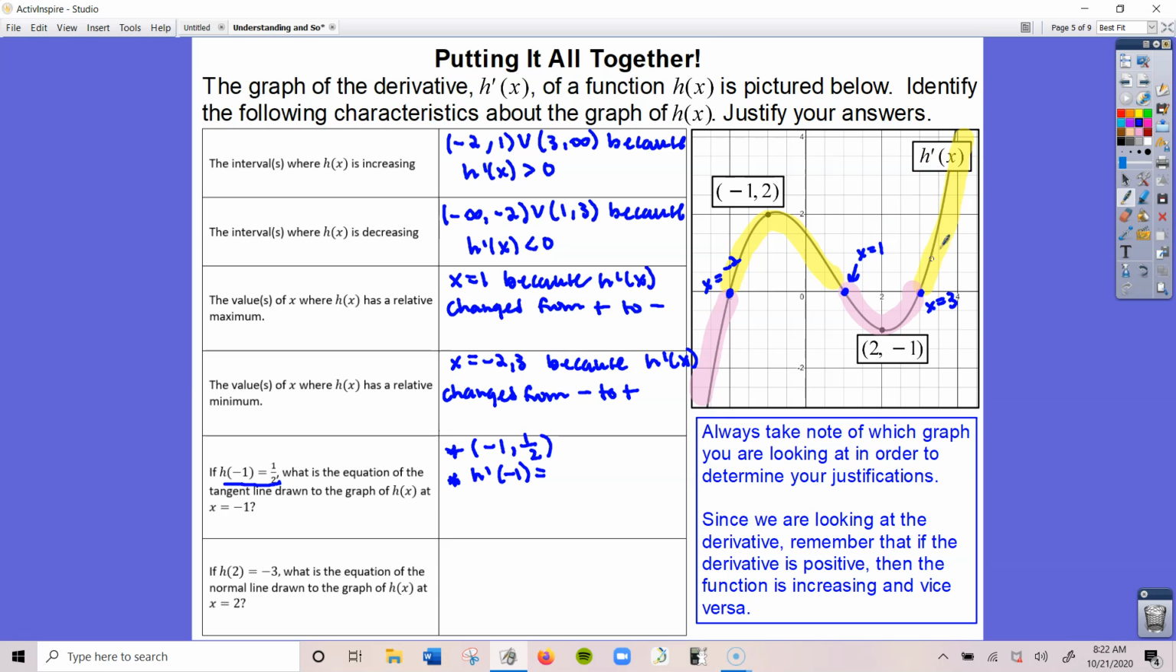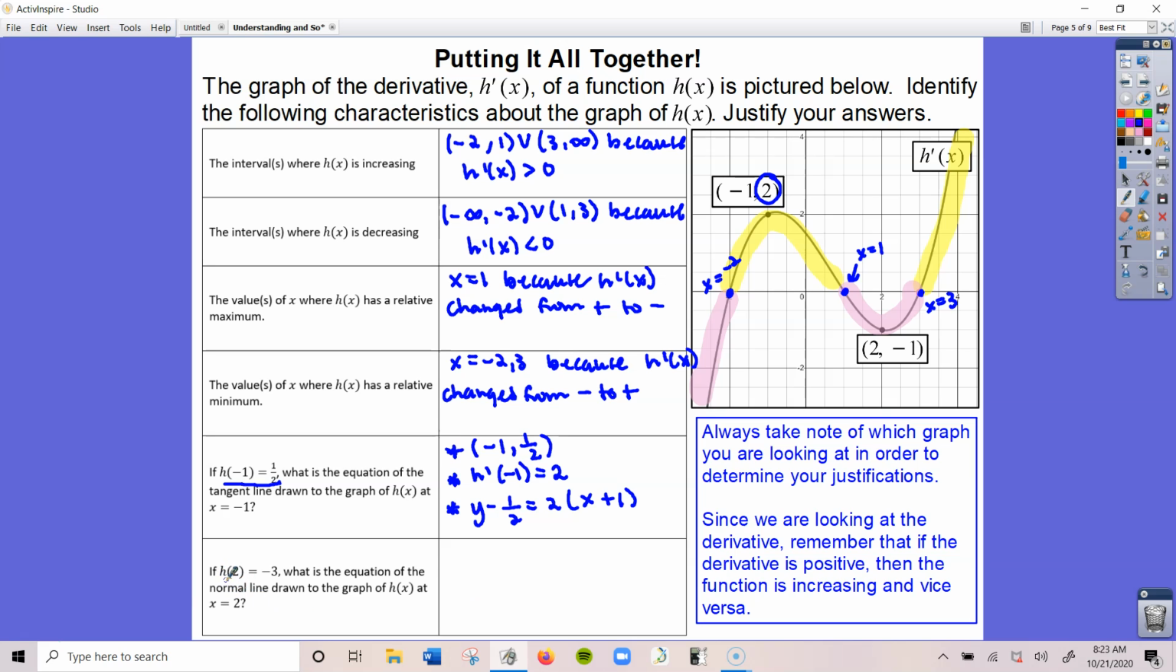Now again, this is the graph of h prime. So I would just have to go to negative 1, and I see that the y value is 2. That is my slope. So now I have everything. So now I'm ready to write my equation. Y minus 1/2 is equal to 2 times x plus 1.